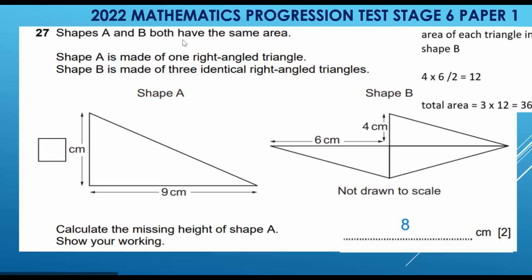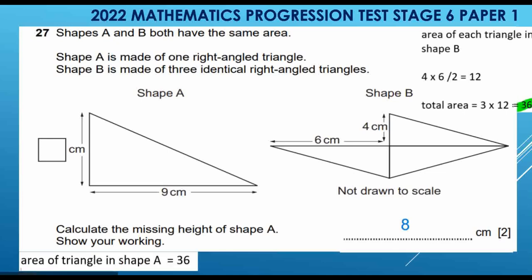And it says both have the same area. So if shape B is 36, shape A is also 36. So the area of the triangle in shape A is 36. We know that. Now, how to find the height?